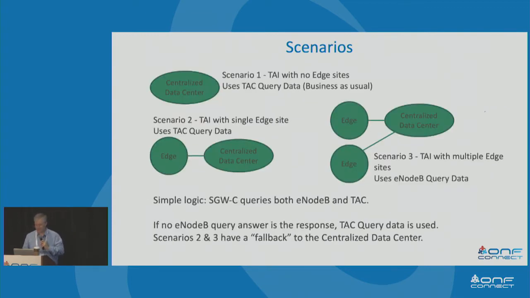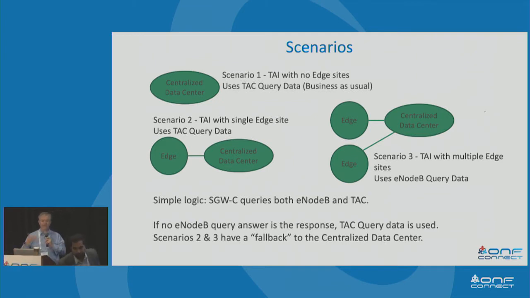So once again, a very seemingly simple item until you start realizing there's lots of scenarios. When we talk with operations, once again, we thought our life wasn't too bad. We figured out we were going to do the queries. And then operations said, not so fast. We would like to do as little config as possible, and we're going to give you 3 scenarios. So the first one is no edge sites. Well, that's very easy. We just go back to the tracking area, to this centralized data center. We do the query, and we're done.